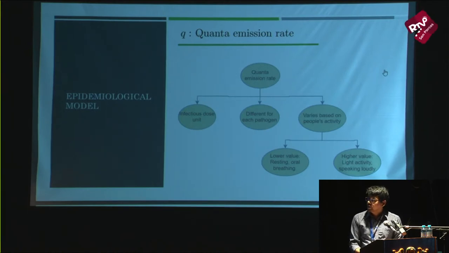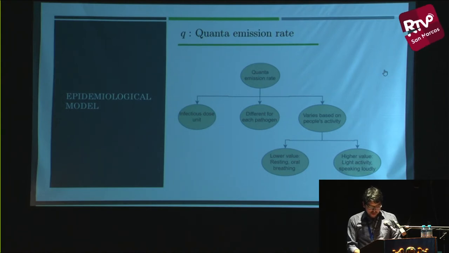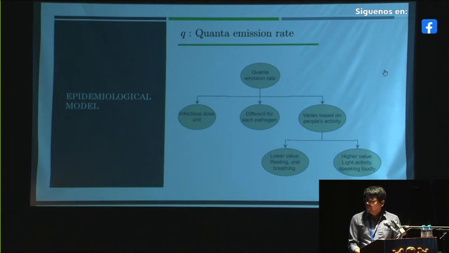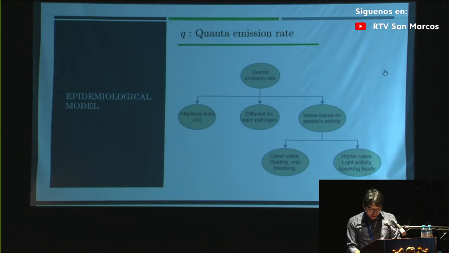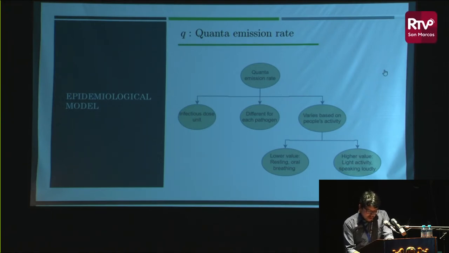The second parameter is the quanta emission rate. A quanta is an infectious dose unit that measures the particles needed to infect one person. It's the same for each disease. So one quanta of influenza, for example, would infect the same number of people as one quanta of COVID-19. This is the only parameter that contains the infectivity of the virus. So we only need to change this value in the equation, and we could be monitoring another disease.